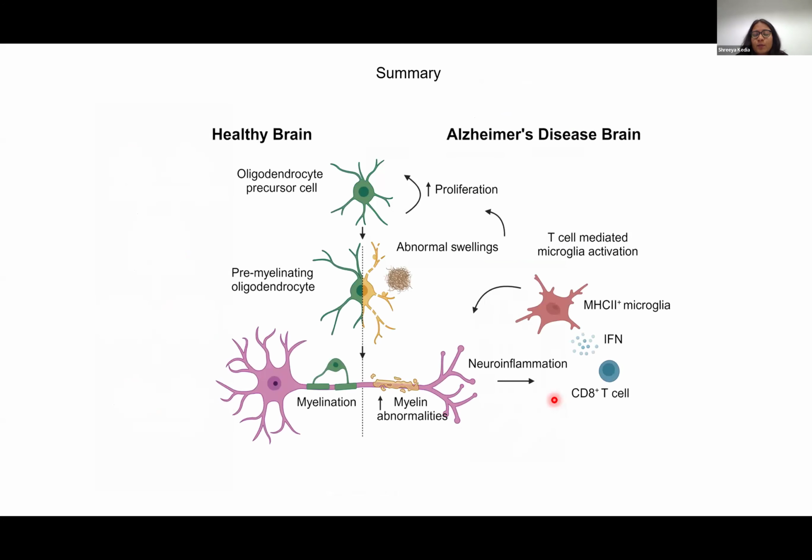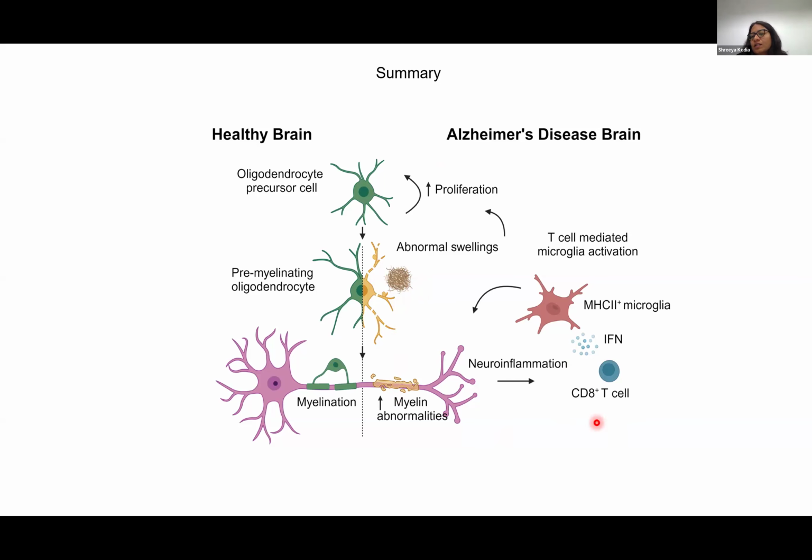To briefly summarize what I have presented so far, in a healthy brain, we have oligodendrocyte precursor cells, which differentiate into pre-myelinating oligodendrocytes, which then myelinate. In AD, these oligodendrocyte precursor cells differentiate into abnormal pre-myelinating oligodendrocytes with swellings, which fail to myelinate, and this results in an increase in myelin abnormalities, which further leads to neuroinflammation.